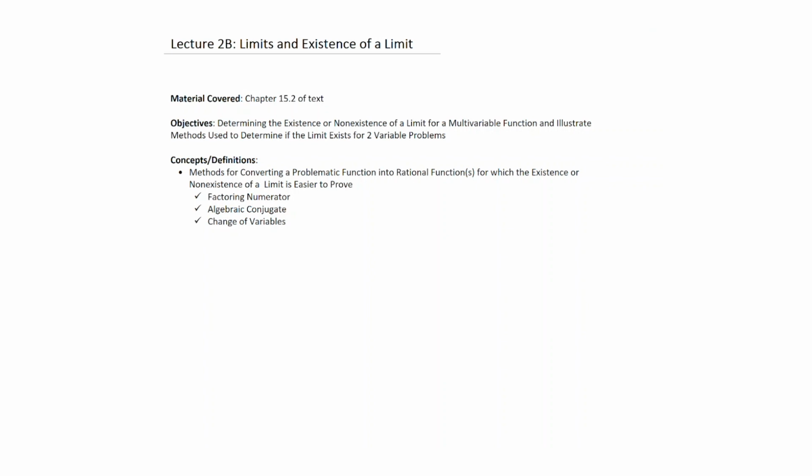Concepts and definitions. Methods for converting a problematic function into rational functions for which the existence or non-existence of a limit is easier to prove. And there are 3 approaches that we can typically take. One is to factor the numerator, second is algebraic conjugate method, and the third is change of variables. We'll discuss examples of each one of these 3 cases.